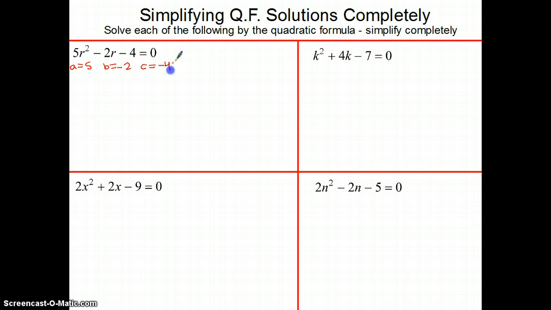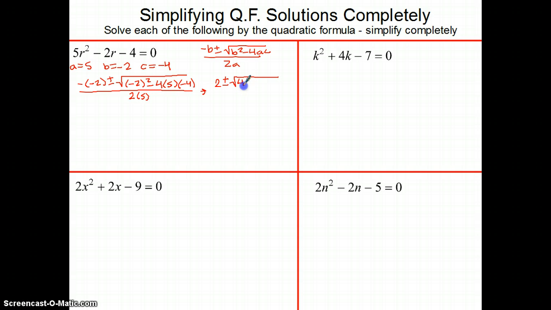Plugging these into my quadratic formula, which is -b plus or minus the square root of b squared minus 4ac all over 2a, I have negative b, which is a -2, plus or minus the square root of b squared, so -2 squared, minus 4 times a, which is 5, times c, which is -4, all over 2 times a, which is 5. This -2 in the front becomes a +2 plus or minus the square root of +4.